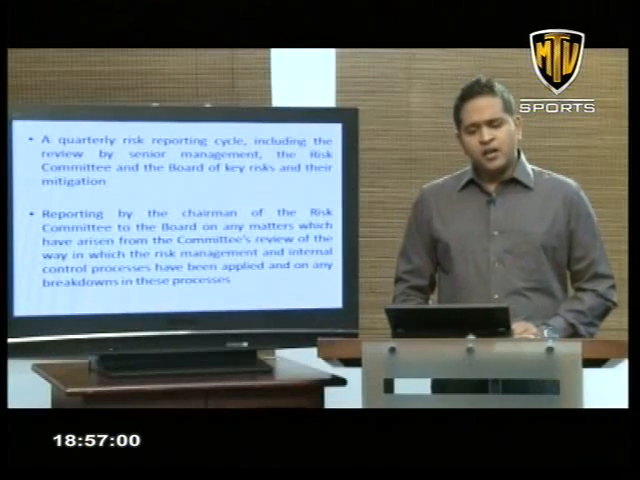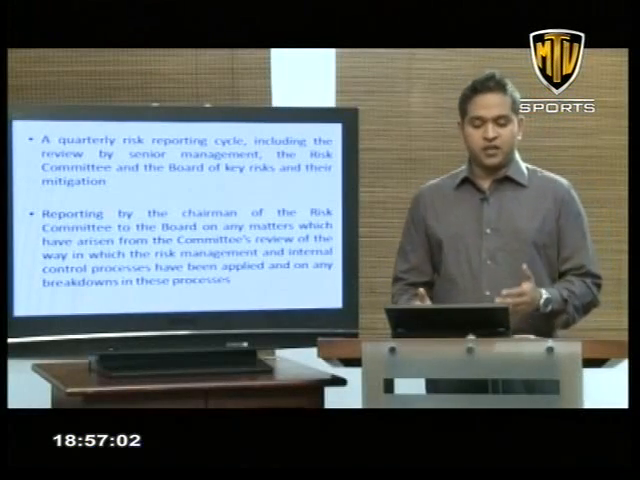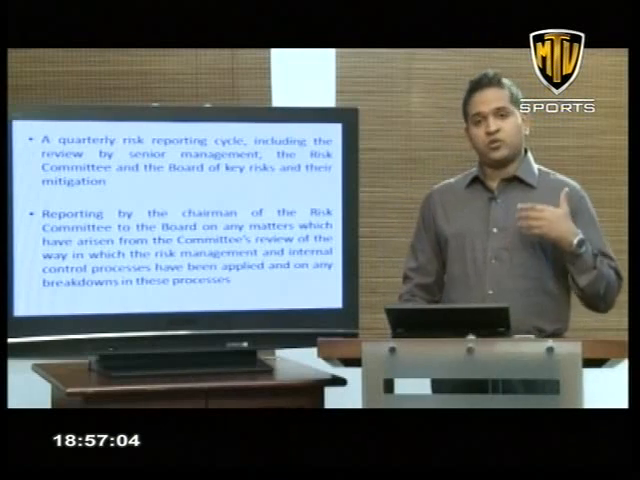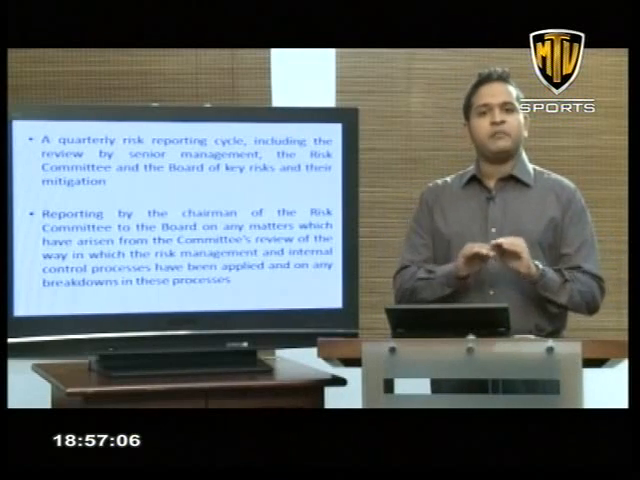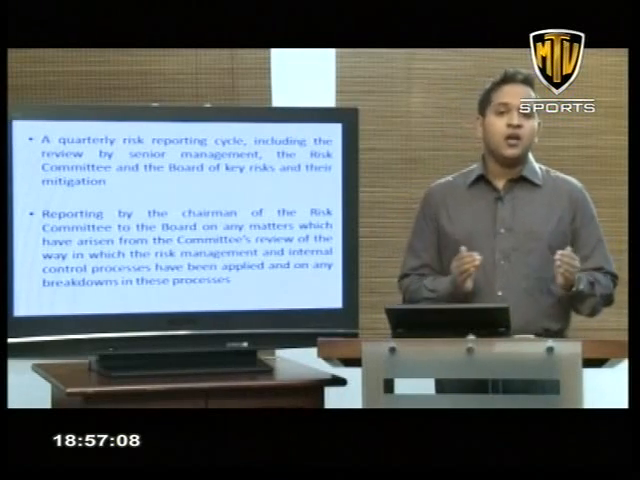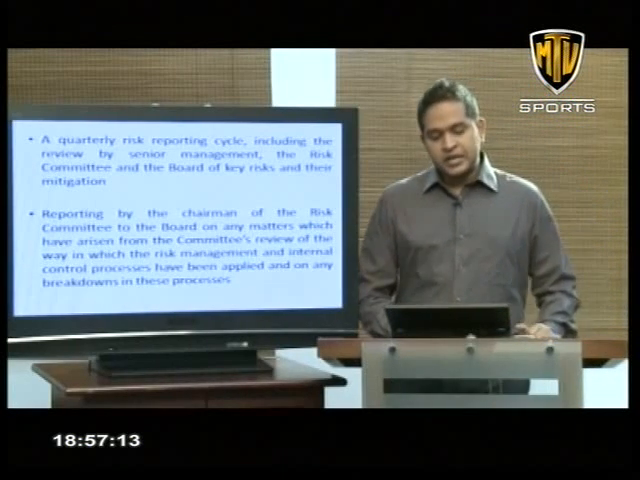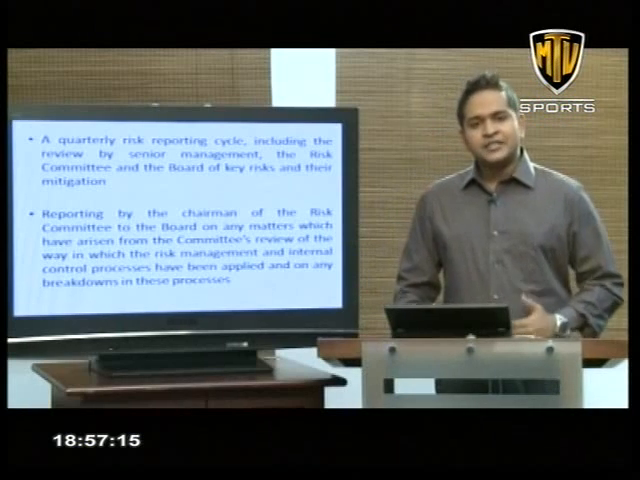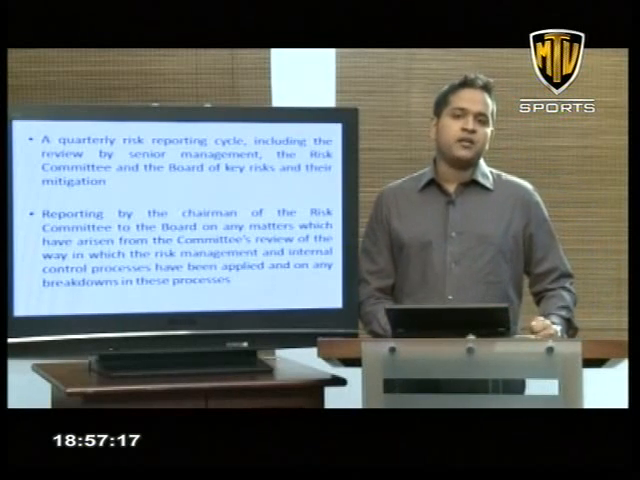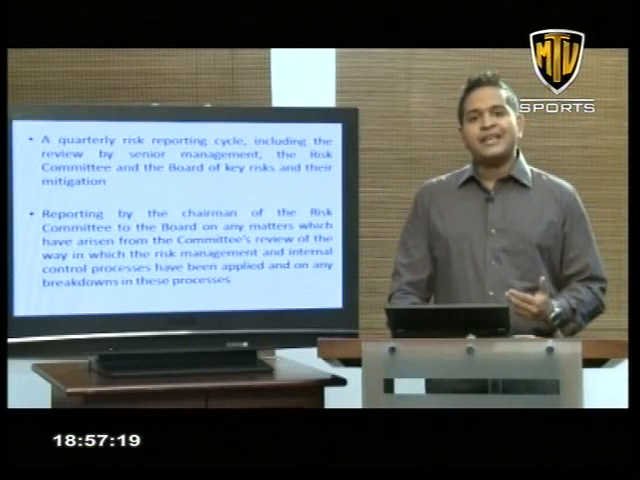And then finally, reporting by the chairman of the risk committee to the board, or it can be through the audit committee to the board, to keep them updated as to how the risks are looked into and how it will align with the corporate future strategy as well. So that's how generally an enterprise-wide risk management process is deployed.